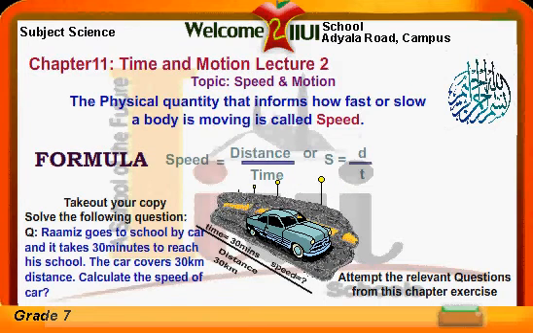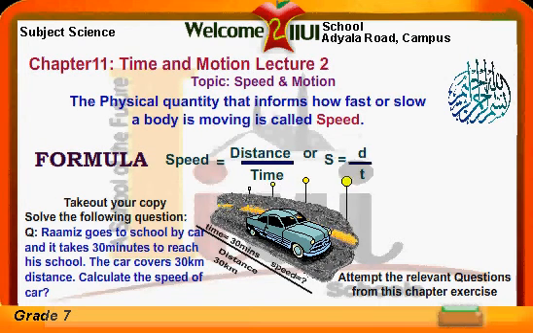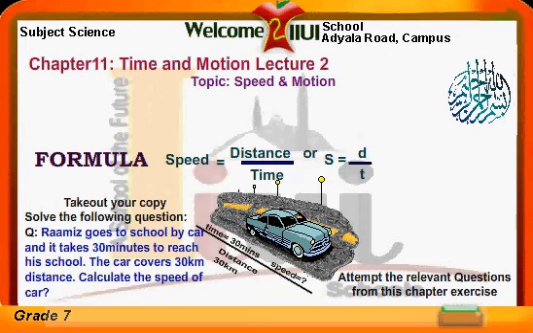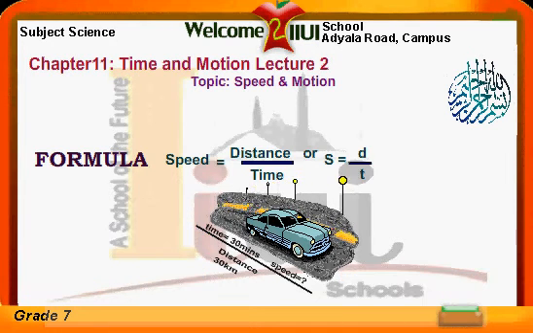Therefore, the formula of speed is equal to distance over time, where speed is equal to s, distance is equal to d, and time is equal to t. So, you can also write this formula in such a way: s is equal to d over t.